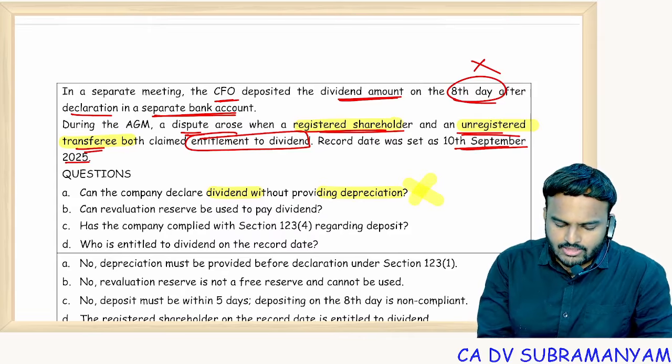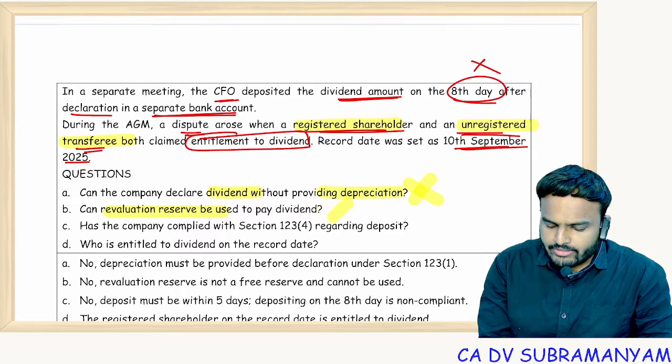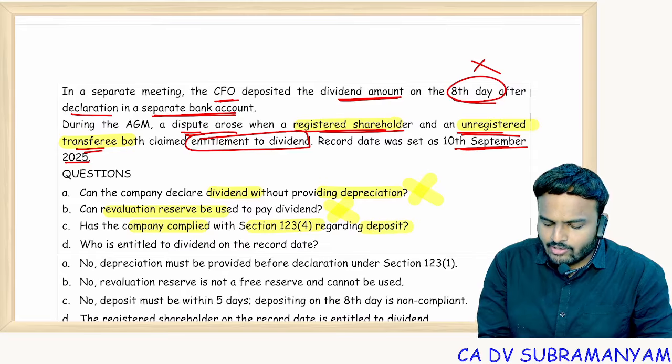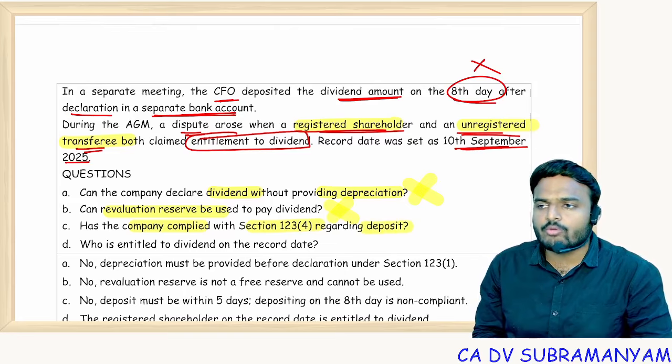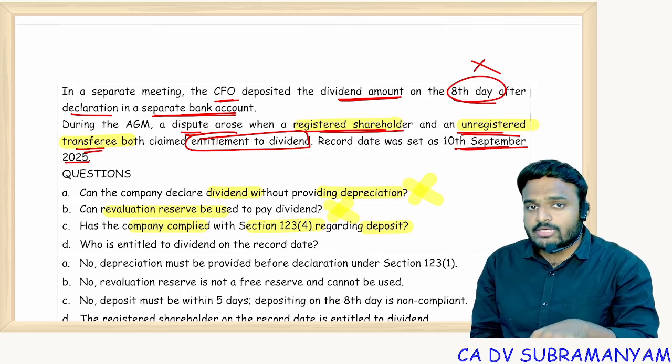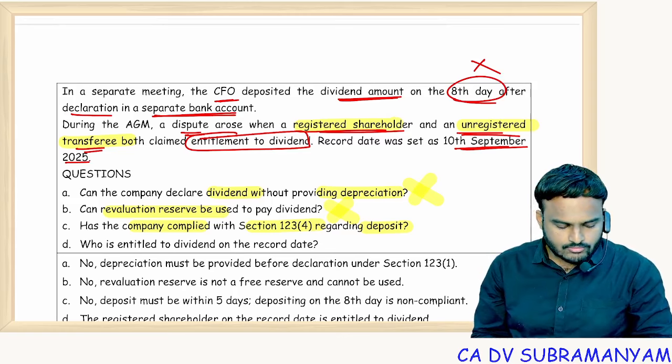No, already covered. Can revaluation reserve be used to pay dividends? No. Has the company complied with section 123 subsection 4 regarding deposit? Deposit should be done within how many days? 5 days. But it deposited on the 8th day. This is also a mistake.